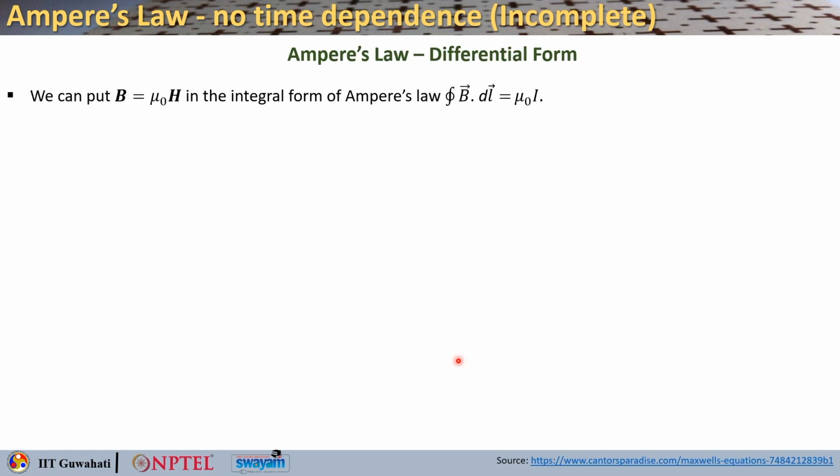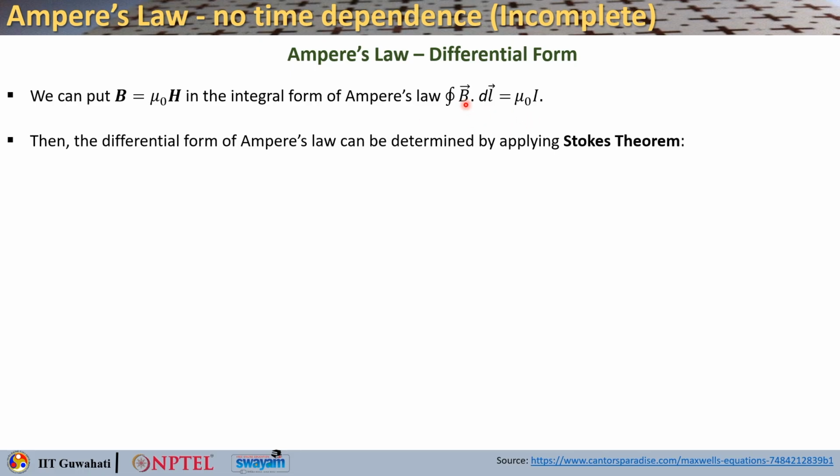Now, you can also write down Ampere's law in the differential form. What you can do is first put B equals mu naught H in the integral form of Ampere's law. We have just seen that the line integral of B dot dl equals mu naught I. So, B can now be written as mu naught H. Mu naught will cancel out from both sides, and you will simply have the line integral of H dot dl equal to the current enclosed by that loop, or whatever is the current passing through that loop.